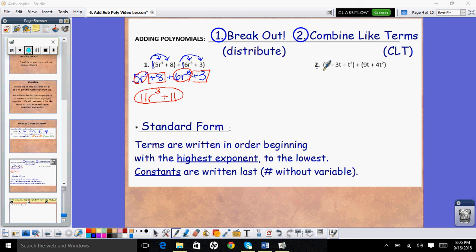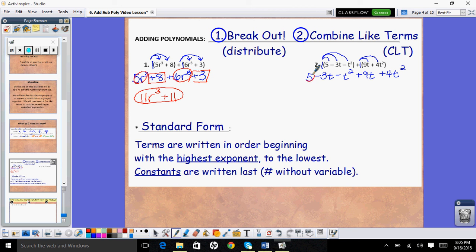Let's take a look at example 2. In front of the set of parentheses, we can place the 1 again. If I distribute 1, I end up with 5. 1 times negative 3t stays negative 3t, and 1 times negative t squared is still negative t squared. I have to break this binomial out. In front of this set of parentheses is a positive 1 again. It does remain the same, plus 9t plus 4t squared. But now all of these terms are free to be combined with any other like terms.